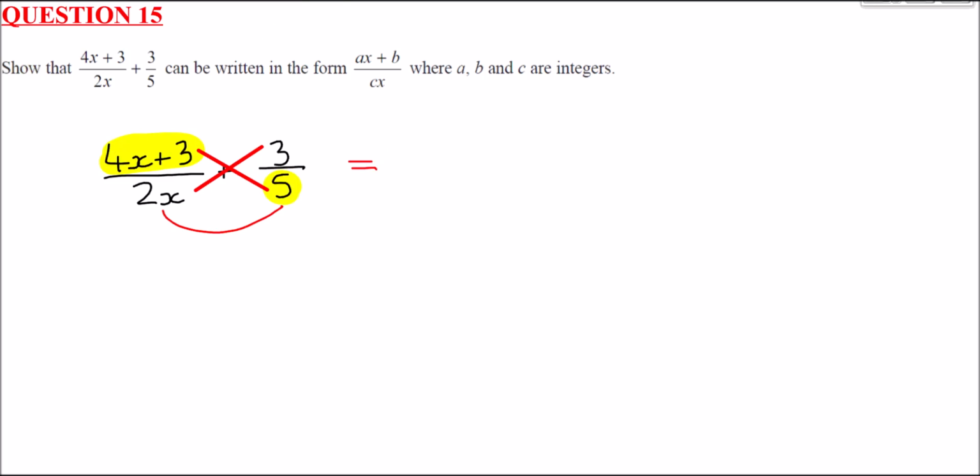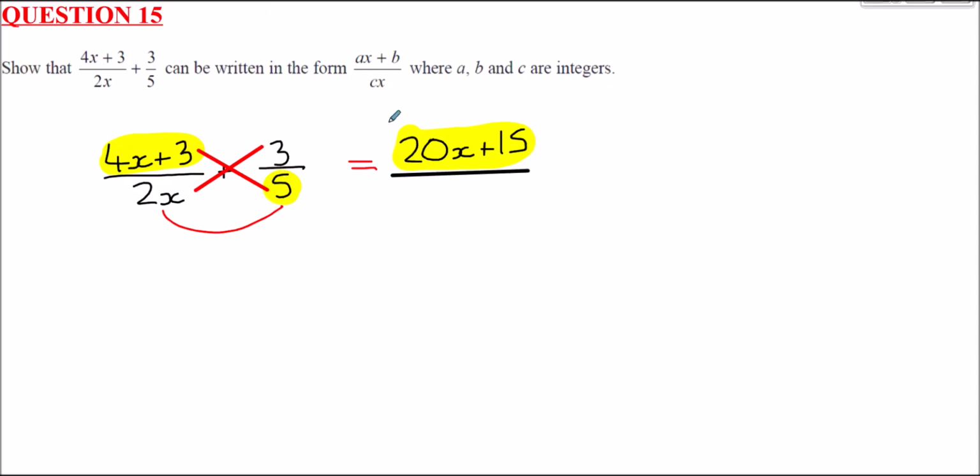If you just times all of this top by 5, 4x times 5 gives us 20x. 3 times 5 is 15. So this new numerator is 20x plus 15. And the new denominator, we just do 2x times by 5. So 2x times 5 is 10x.